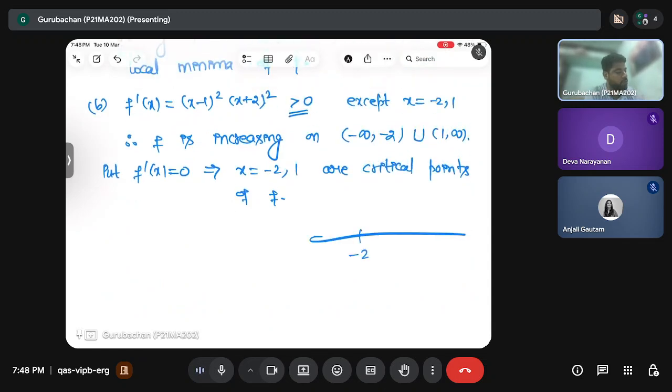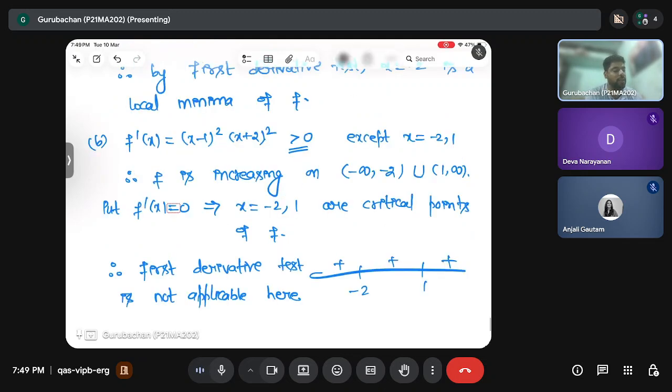Next is the first derivative test. So it is minus 2, this is 1. Obviously it is greater than 0, so this will be positive, positive and positive. So there is no sign change, therefore first derivative test is not applicable here.